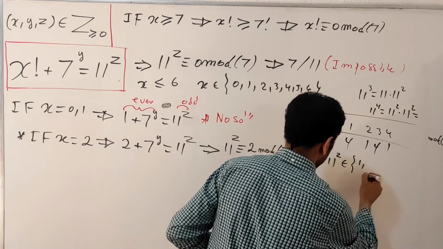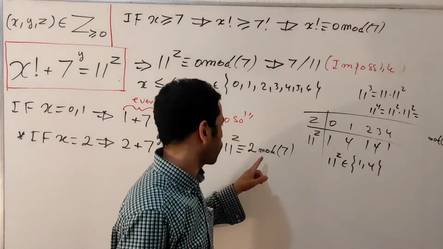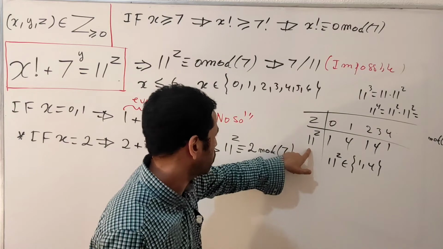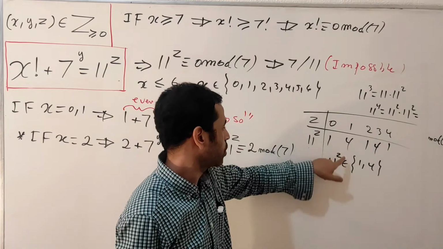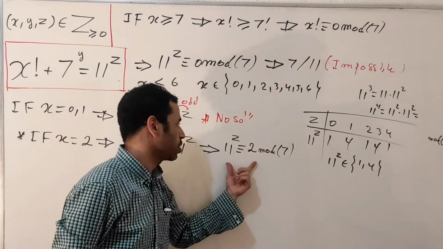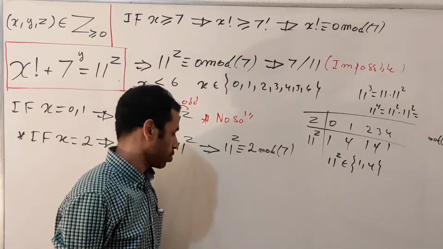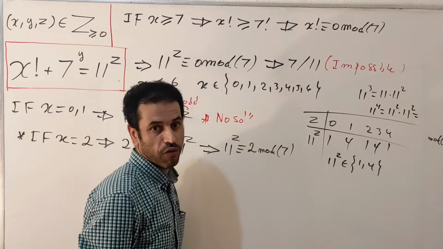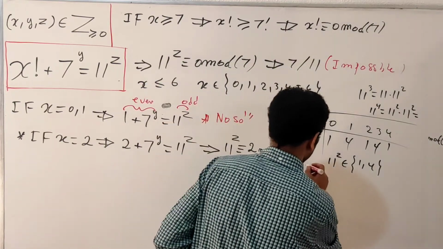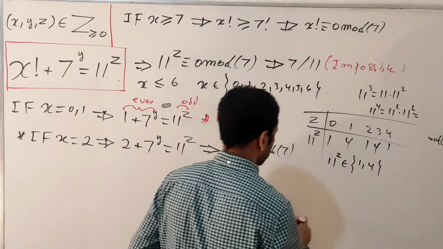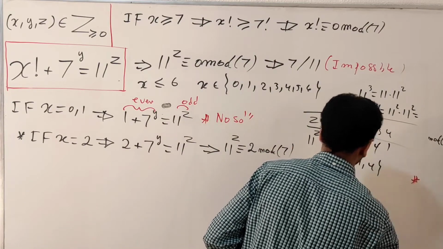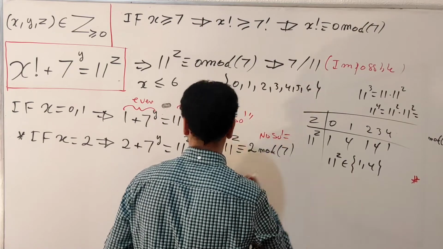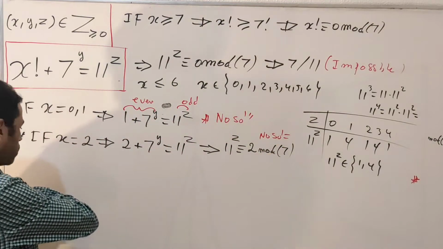1, 4. There is an absence of number 2, which is impossible. To have a solution for this equation, we must have number 2 in this set. So we have no solution for this equation, due to the different remainder for each term of this equation, by reducing to mod 7. This is a contradiction, so there is no solution in this case. Let's move on to the next case.